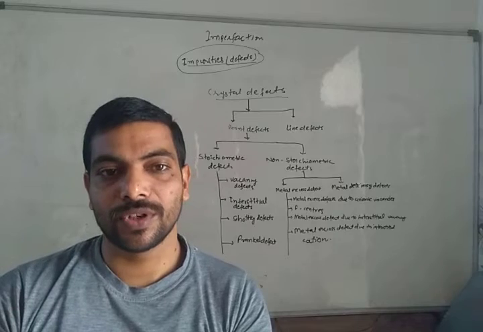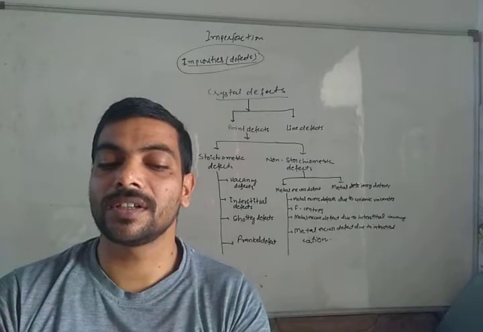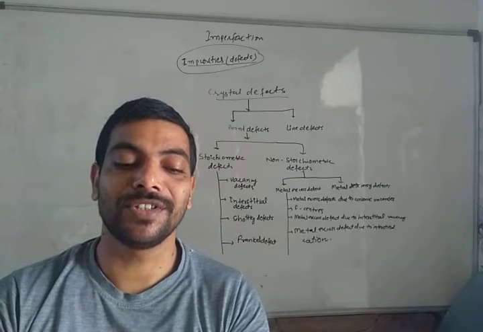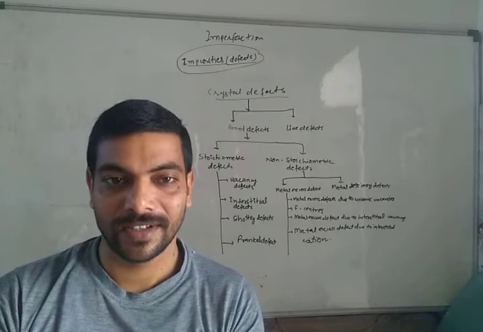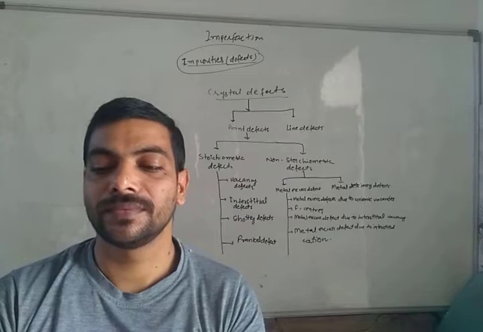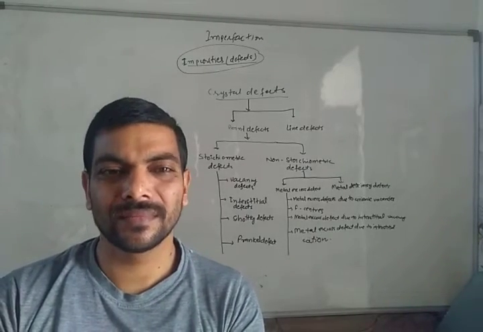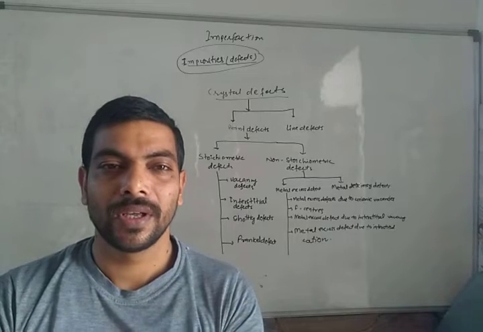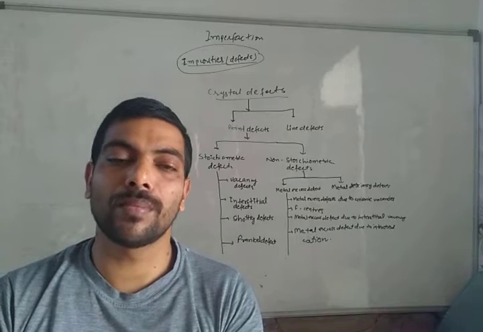And the last one is insulator. The solids which are unable to conduct electricity are known as insulators. Their conductivity range is 10 to the power minus 20 to 10 to the power minus 10. For example, sulfur, phosphorus, and other nonmetals. To understand the conductivity, we'll go through the band theory.